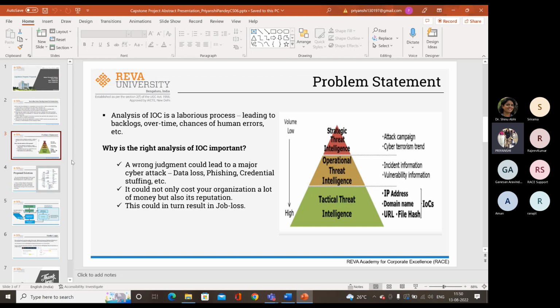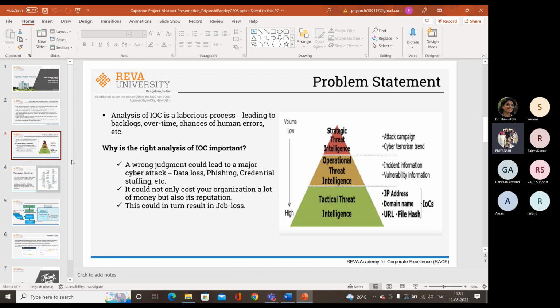And why is the right analysis important? It is because a wrong judgment, if there's a malicious IP and we state that it's not malicious, could actually lead to a major cyber attack. It could be a data loss. It could create any kind of cyber attack in the organization that would cost a lot of money to the organization and also its reputation, and could result in job loss as well.